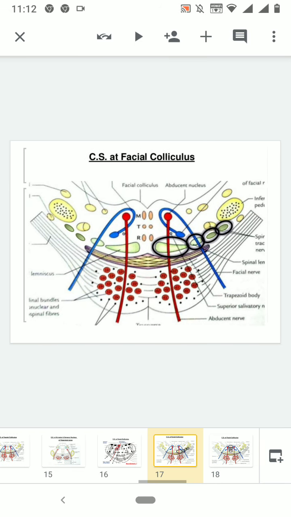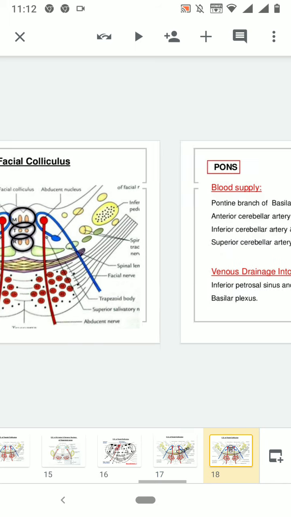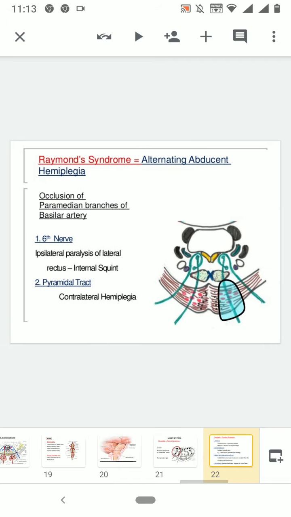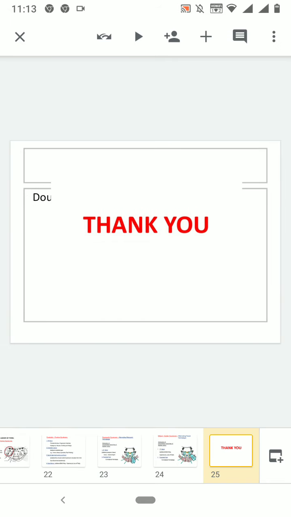Remember that we are going to give you the facial colliculus in the assignment, because this is a very important diagram, and it also shows a very important phenomenon in neuroanatomy called neurobiotaxis, which comes in your competitive exams repeatedly. Okay, so thank you.